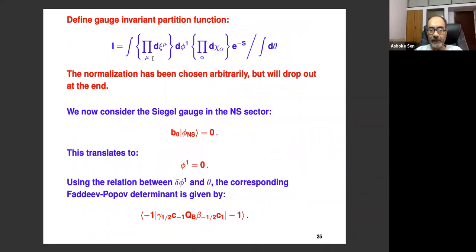So now that we have all the fields, we now define the gauge invariant partition function. Okay, so this is the usual definition of the gauge invariant partition function. We integrate over the modes, both the bosonic and fermionic modes, weighted by e to the minus S, and divide by the volume of the gauge group. Okay, that's the standard definition. Now here, the overall normalization is arbitrary. I could have put a constant c at the end, it doesn't matter. It will just drop out. So this you can take as a definition of what we mean by I.